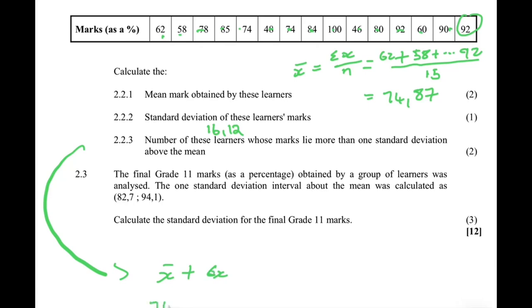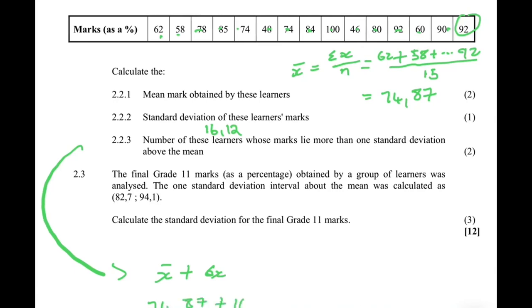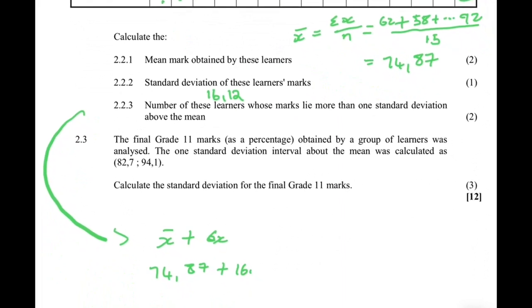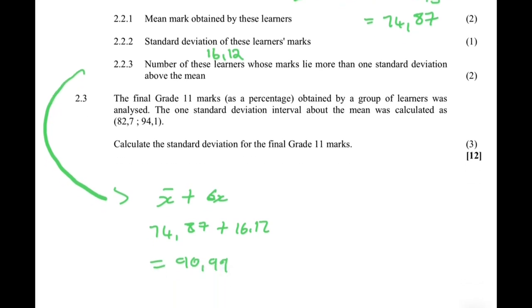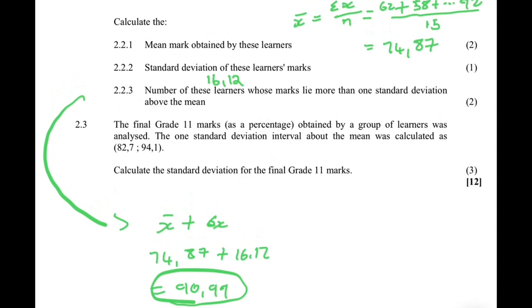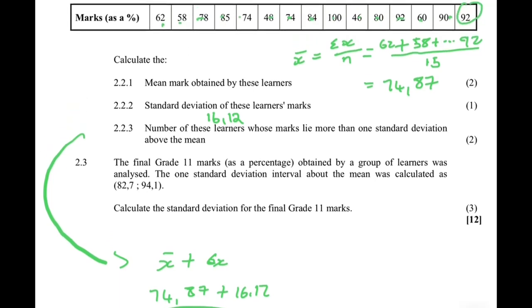So we have 74.87 plus 16.12, and this will give us 90.99. So how many people got more than 90.99? 1 standard deviation above the mean, right? The question can also ask you to find people who got marks that are lower than 1 standard deviation below the mean. But anyway, let's answer the questions we are asked.